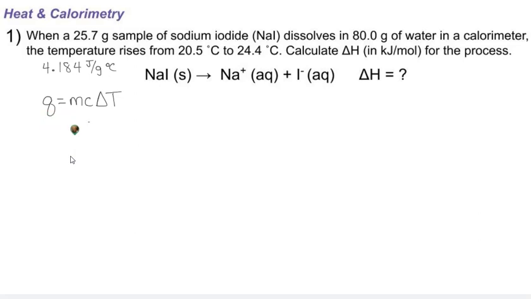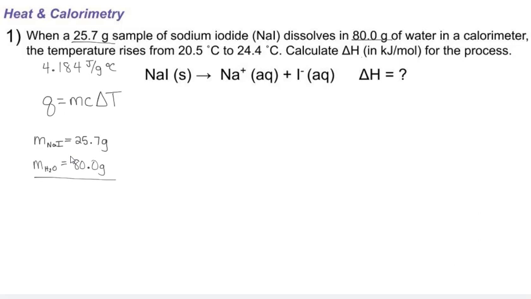variables we have here. So 25.7 gram sample of sodium iodide, so that's the mass of the sodium iodide, is equal to 25.7 grams. And then it dissolves into 80 grams of water, so we have a second mass here, the mass of the H2O, which is 80.0 grams of water. And when we use Q equals mc delta T, we're actually going to use the total mass because the heat is in both of these objects, so we need to heat up the water completely.